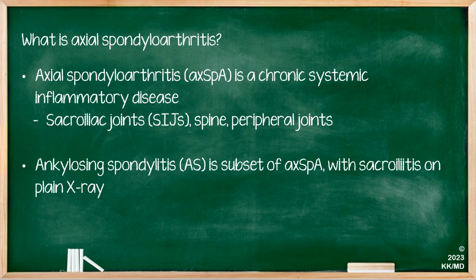So what is axial spondyloarthritis? AxSpA is a chronic systemic inflammatory disease which usually affects the sacroiliac joints, or SIJs primarily, the spine, and on occasion the peripheral joints such as the knee. Ankylosing spondylitis is a term that you may have come across and is a subset of AxSpA, with sacroiliitis evident on plain X-ray, so a more advanced form of AxSpA.